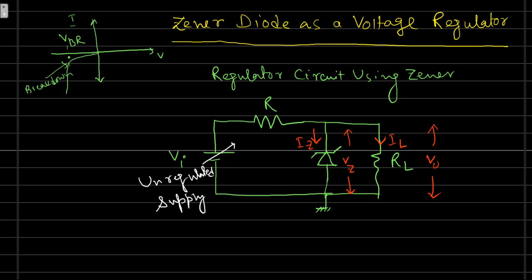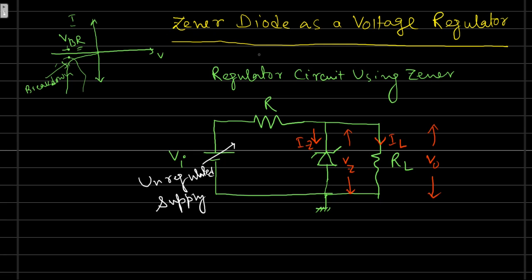In reverse bias, the IV characteristics show a breakdown region. When you apply a sufficiently high reverse voltage, there is a sudden increase in the Zener current, and this region is the breakdown region. When the breakdown takes place, the current increases rapidly and the voltage across the Zener diode is almost equal to the breakdown voltage. We can use this breakdown property to design a circuit called a voltage regulator.